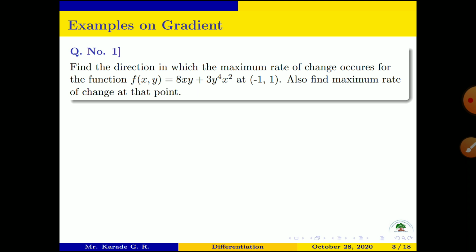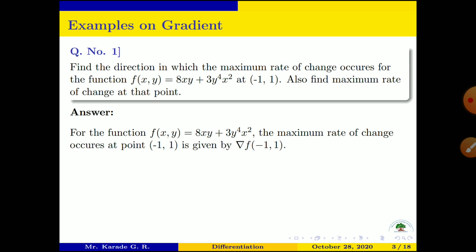We write the answer. For the function f of x comma y is equal to 8 into xy plus 3y raised to 4x square, the maximum rate of change occurs at point minus 1 comma 1 and is given by the gradient of f at point minus 1 comma 1. So here we have to find the gradient of function f at point minus 1 comma 1.